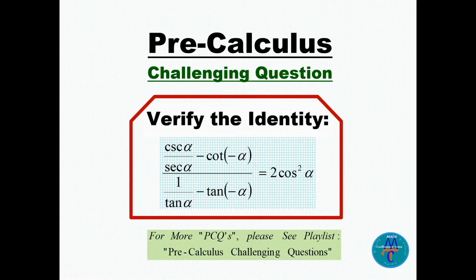This is another pre-calculus challenging question. We need to verify the identity: cosecant of alpha divided by secant of alpha, minus cotangent of minus alpha divided by 1 over tan of alpha minus tan of minus alpha. We have to show all this left side is equal to 2 cosine squared of alpha.